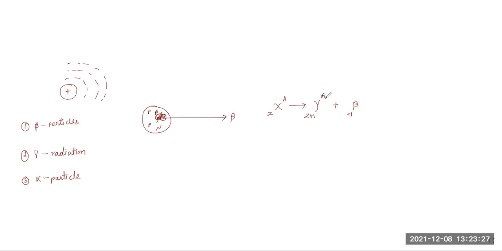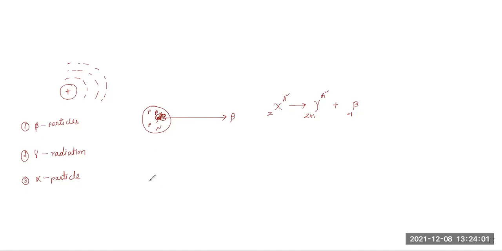There is no change in mass number because mass number is the number of nucleons, the number of protons plus neutrons. So earlier it was 2 protons plus 2 neutrons, 4. Now it is 3 protons plus 1 neutron, again 4. So there is no change in the mass number, but what has changed is its atomic number. This is one of the methods opted for by an atom to attain stability.